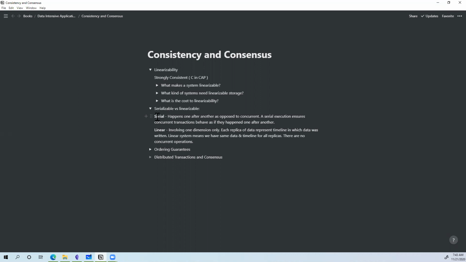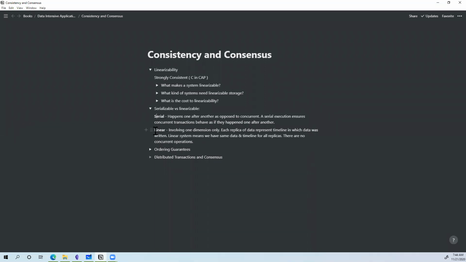So serializability is required when concurrent transactions are happening, and you want to ensure that those concurrent transactions behave as if they are happening serially, so that one transaction does not step on the foot of another transaction. That's why in the transaction chapter we discussed that if concurrent transactions are happening, we need to ensure serializability.